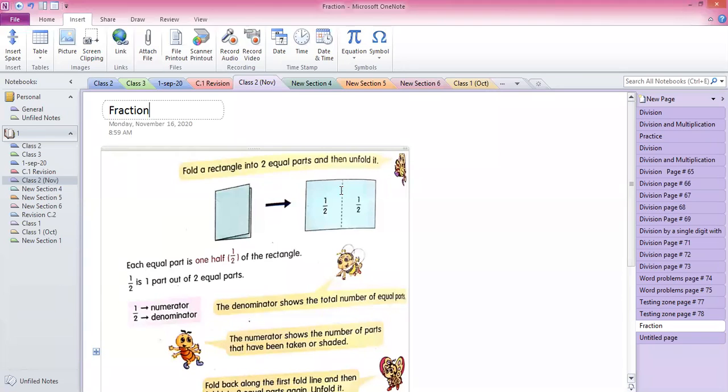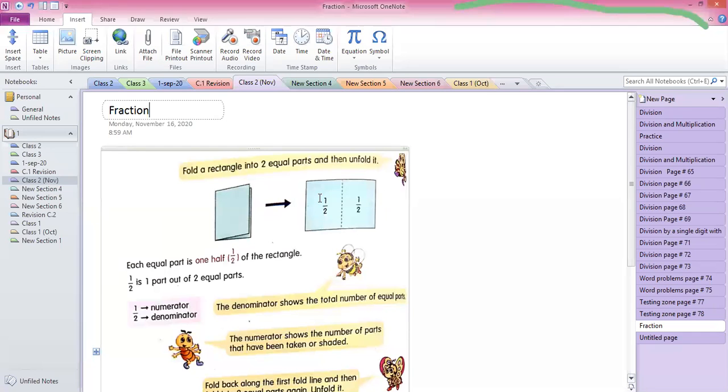After some time, when you unfold it, you can find this symmetric line, and you can see that the paper is now divided into two equal parts. Each part is one half of the rectangle. Means this is one, and this is the half part, and this is the half part. I can also say this is half and this is half, right? So fraction is the part of a whole. Okay, so this is one part out of two parts.